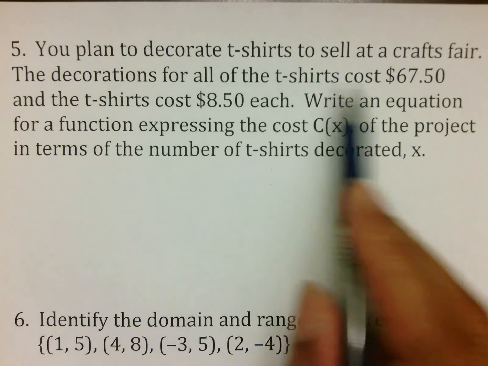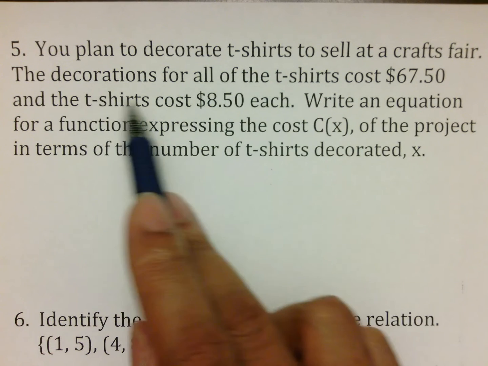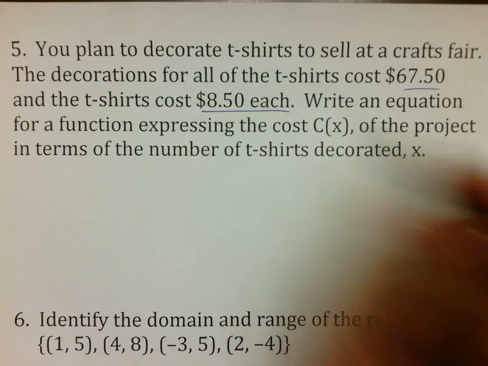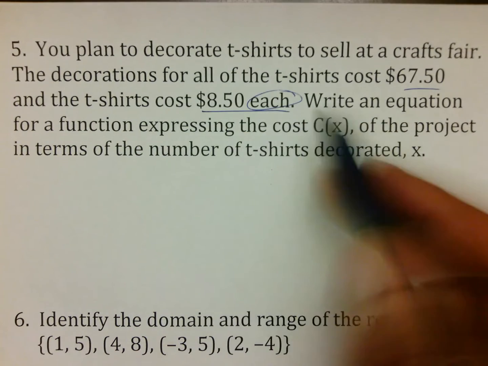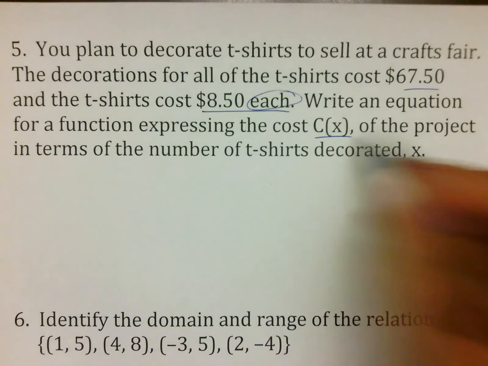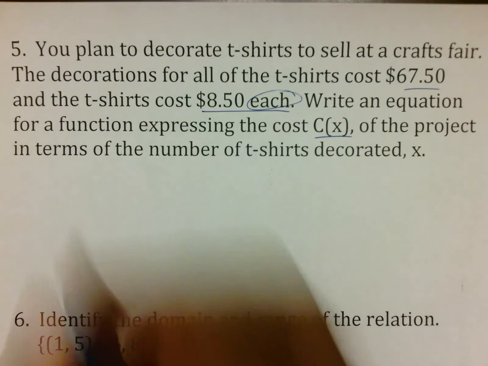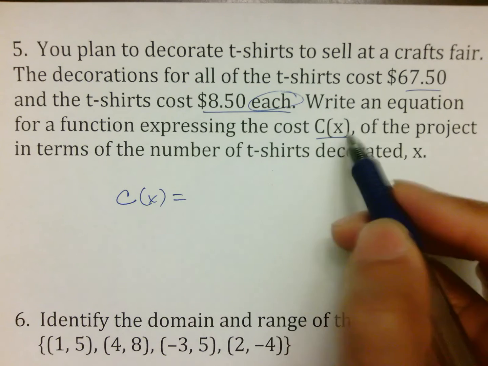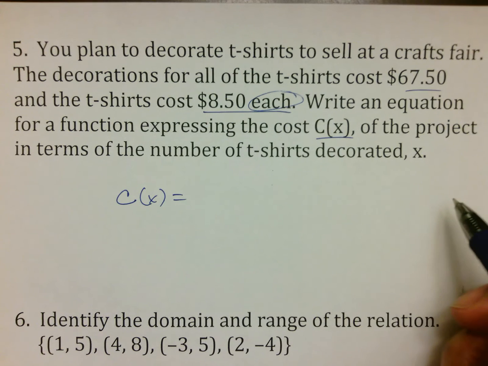Number 5, make sure you read, make sure you understand what it's asking for. It says you plan to decorate t-shirts to sell at a crafts fair. The decorations cost $67.50. T-shirts cost $8.50 each. There's a key word here you should be looking at. Write an equation for a function expressing the cost C of x in terms of t-shirts decorated. So what they want is C of x equals, because again they want a function expressing the cost in terms of number of shirts decorated.